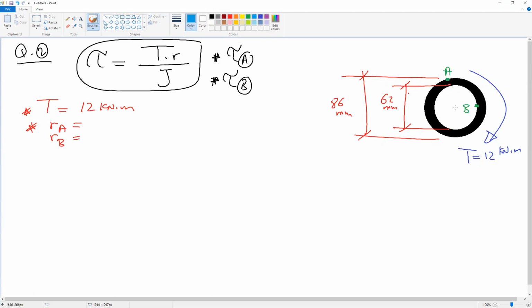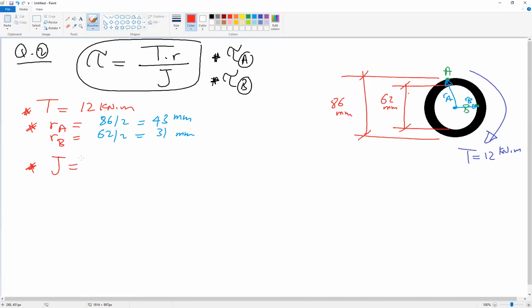R will be the distance from the center of the circle to point A. So this is RA. And from the center to point B, this is RB. RA will be 86 divided by 2. RB will be 62 divided by 2. This gives us 43 millimeter, and this gives us 31 millimeter. Okay. The last parameter we need to know is J.